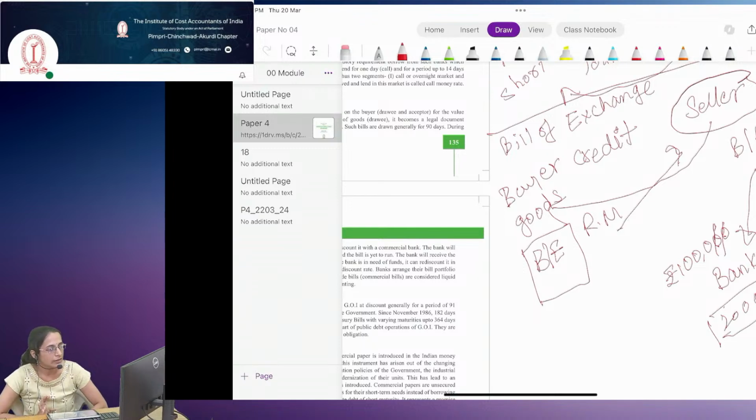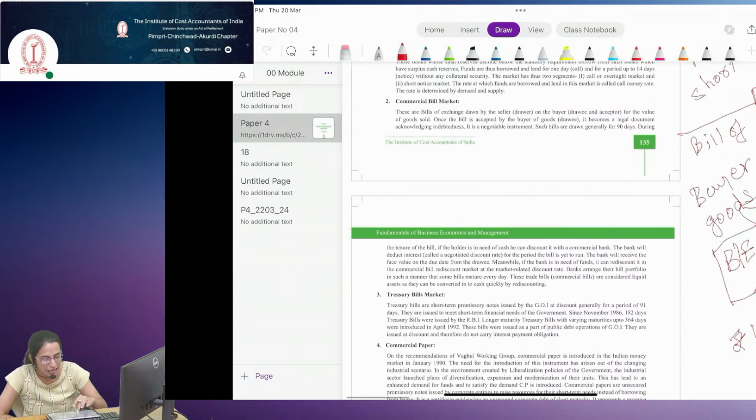Now, after 3 months, what will the bank do? The bank will again go to the buyer who had promised to pay the seller and recover this 1 lakh rupees from the buyer. Are you clear with this process, Sheila? How a bill of exchange is operating? Yes, ma'am.